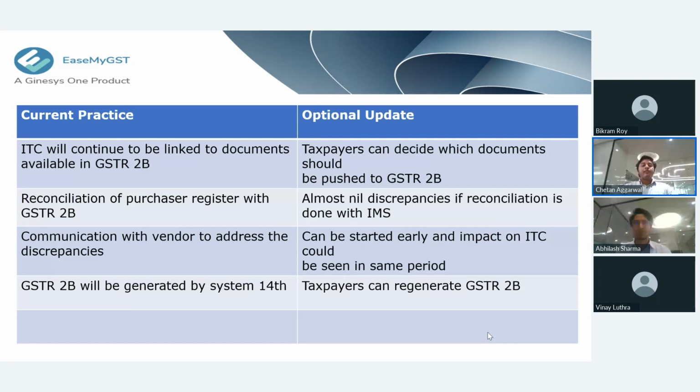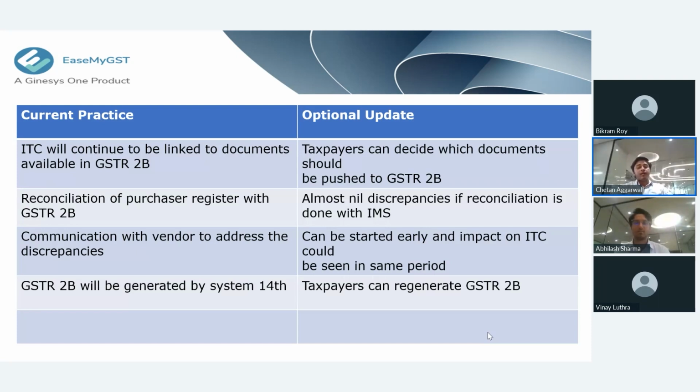In this slide, we are going to discuss the current practice and the optional update, which is known as IMS. So we will discuss step by step. Like our current practice, ITC will continue to be linked to documents available in GSTR 2B. As we discussed earlier as well, the current practice is that we have to download the 2B on the 14th of every month. Then we have to reconcile with our books, and after that we are in a state to claim the right ITC in our 3B.